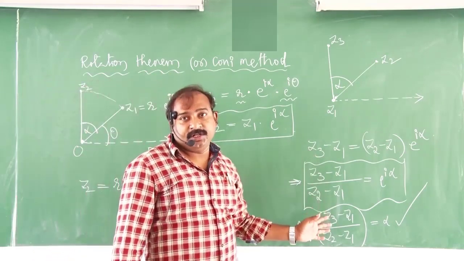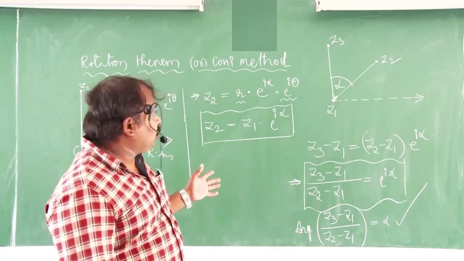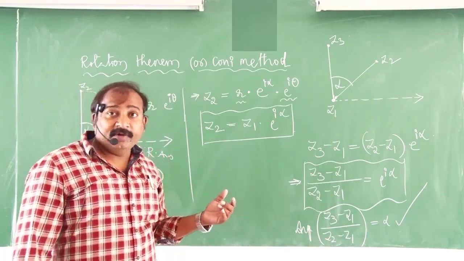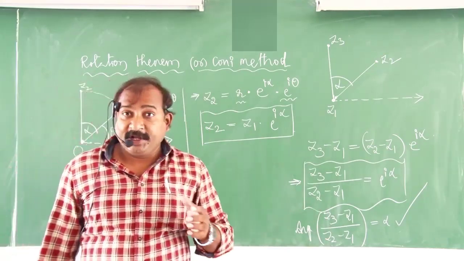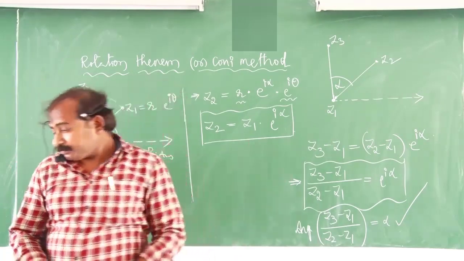This is the relation. Okay, remember this one. This is the Koni method or rotation theorem. When we are doing a few bits, geometrical application bits, there we can use this one. Okay, I hope that it is clear for you.